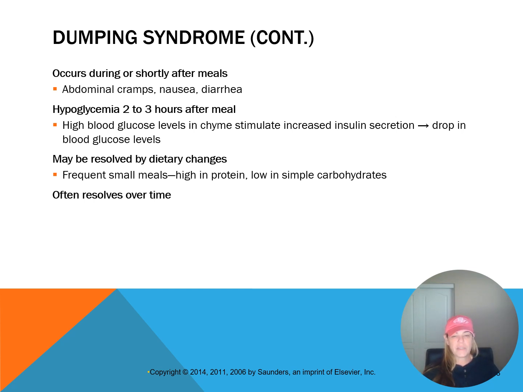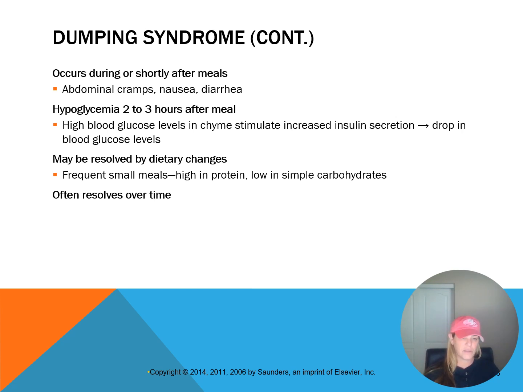When that chyme is in the system, it will stimulate the pancreas and the liver to secrete insulin. That insulin is secreted, but the chyme is dumped, so you lose the sugar or the carbohydrates in that chyme. Then you have a sudden drop in your blood glucose because you don't have the food that your body thought it had. You have all this insulin in your blood but not enough sugar, and so your blood glucose drops drastically.